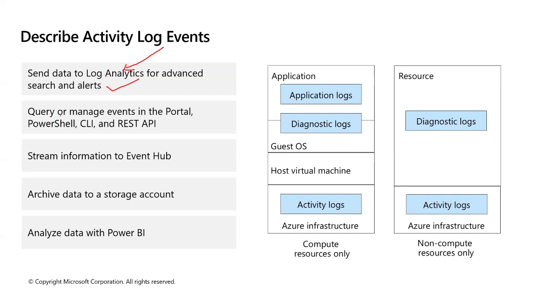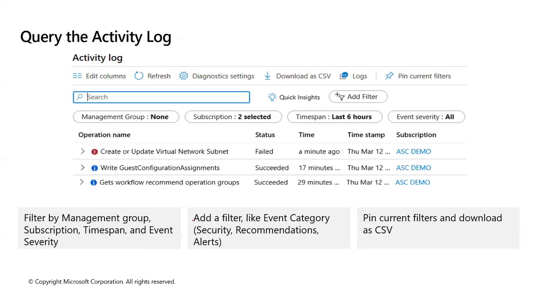You can query or manage events in the portal, PowerShell, CLI. You can also stream information to the event hub. Event hub is a different concept, guys. Event hub, event grid, and other stuff. You can archive the data to the storage account. You can analyze using Power BI also. And here, this is our activity log. You might have seen it, right? The activity log in my subscription gives you all the detailed information, but this will be stored for 90 days, right? And you can download the CSV file and keep it in your storage account.